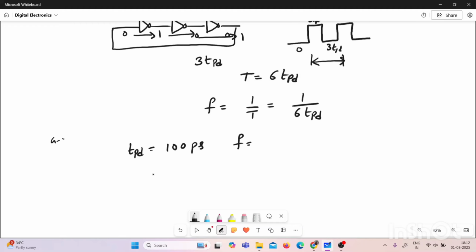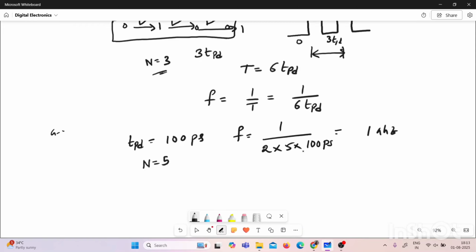But in that question, there are 5 NOT gates given. So n is equal to 5. In this question, we are using n is equal to 3. The number of NOT gates which are connected in the cascade is 3. But in the previous examination, they have given 5 inverters connected in cascade. So F is equal to 1 by 2 into 5, where 5 is the number of NOT gates which are connected in the cascade, and it is multiplied with 100 picoseconds. So if we simplify this, you will get 1 gigahertz. 1 gigahertz is the output frequency of this generated clock wave.